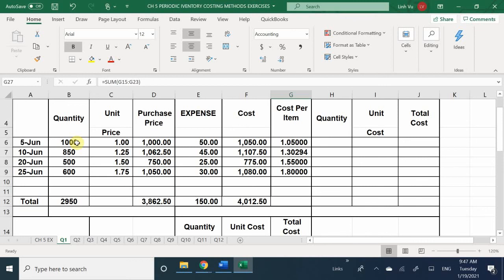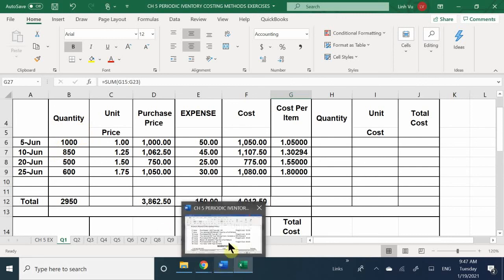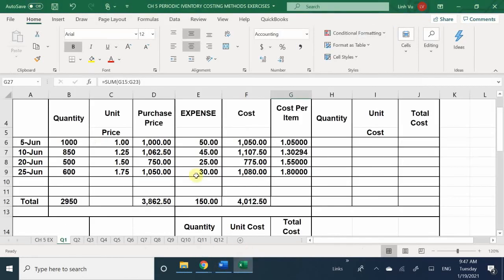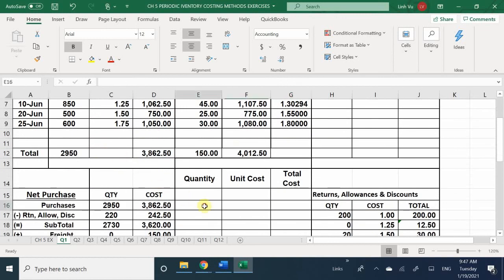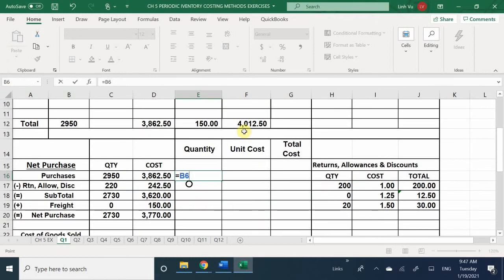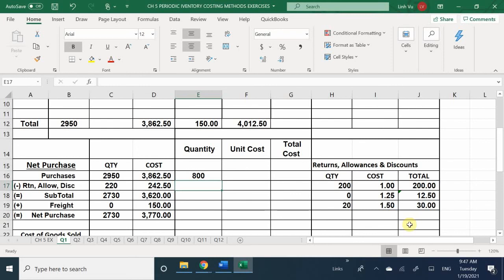Alright, I'll ask you in another way. On June 5th, we purchased 1,000 items. But what happened on June 7th? You returned 200. So do we actually truly have 1,000 items? No. We only have 800. So this is where you're going to have to take your original quantity and subtract out what you actually returned. So in this case, I returned 200 and I have 800 left.